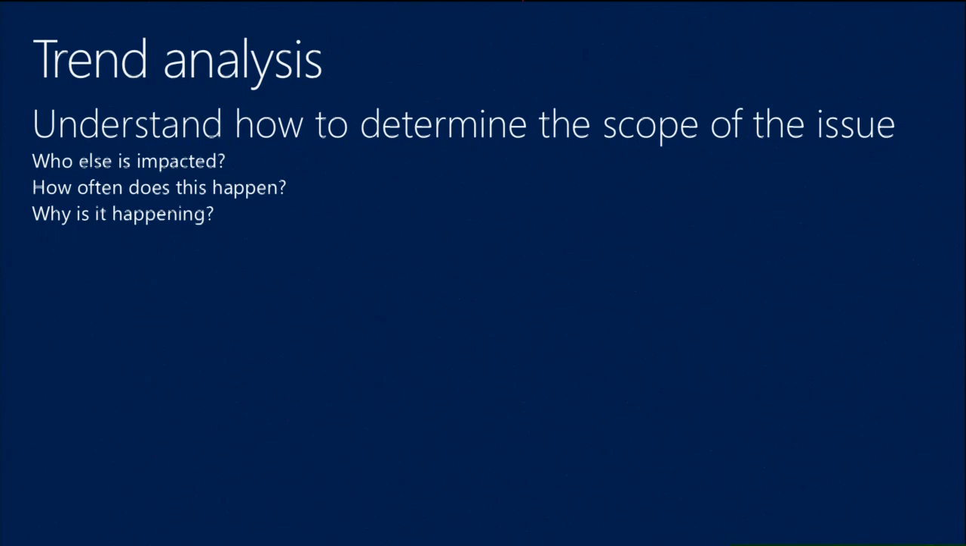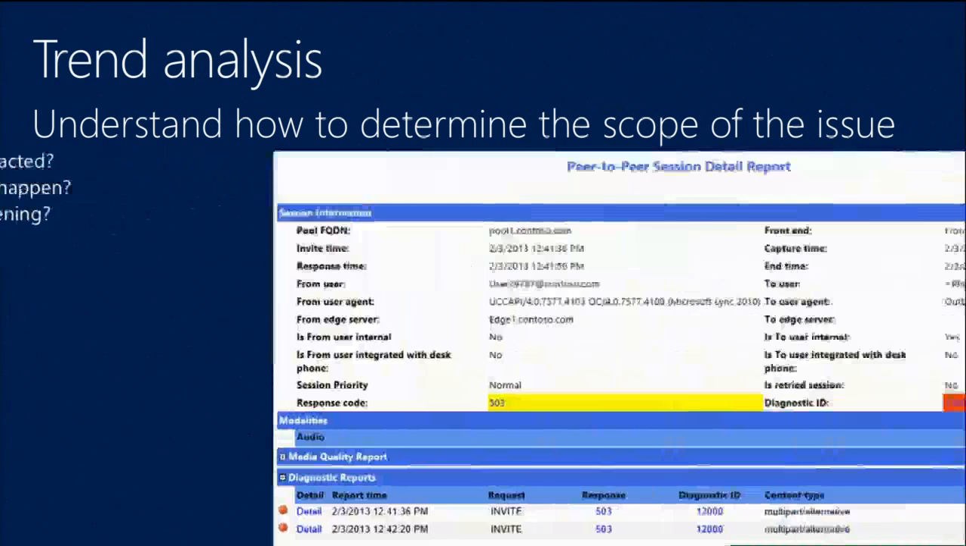So we are trying to understand who else is impacted. Is it one-off or more users? We are trying to understand, is this just something that happened today to maybe a large number of users or a single user, or is it something that has been happening over a period of time? And ultimately, you want to understand why this is happening. You want to find out the root cause of the problem so you can actually fix it.